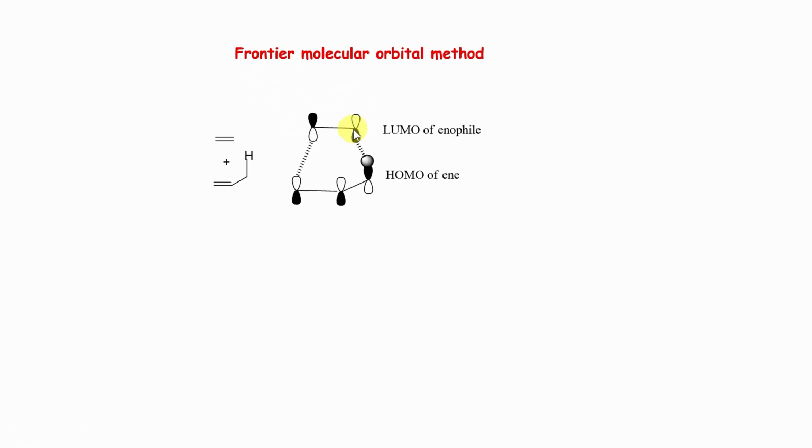As we have already studied, the frontier molecular orbital method is HOMO-LUMO interaction. Here the HOMO of the Ene interacts with the LUMO of the enophile, forming the product. Here it is a typical Ene reaction where hydrogen shift takes place from the Ene to the enophile. Then the HOMO of the Ene interacts with the LUMO of the enophile, where you can see the in-phase interaction. Both the lobes are equivalent. See, similar lobes are interacting, thereby the product is formed.